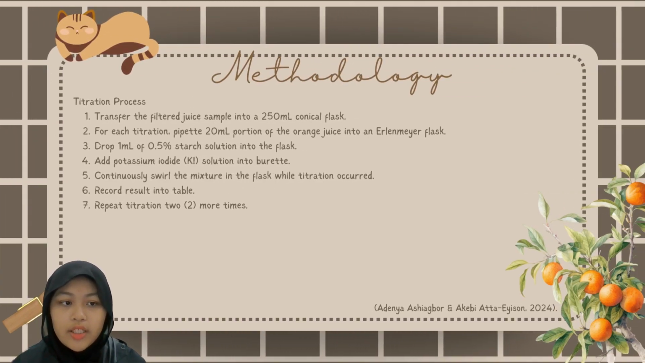Lastly, the titration process of the filtered juice sample in order to obtain the ascorbic acid from the orange. First, you have to transfer the filtered juice sample into a 250 milliliter conical flask, and for each titration, pipette a 20 ml portion of the orange juice into the aluminium flask and drop 1 milliliter of 0.5% starch solution into the flask. Add potassium iodide solution into the burette as the titrant and continuously swirl the mixture in the flask while titration occurs. Record the result into the table and repeat the titration 2 more times.